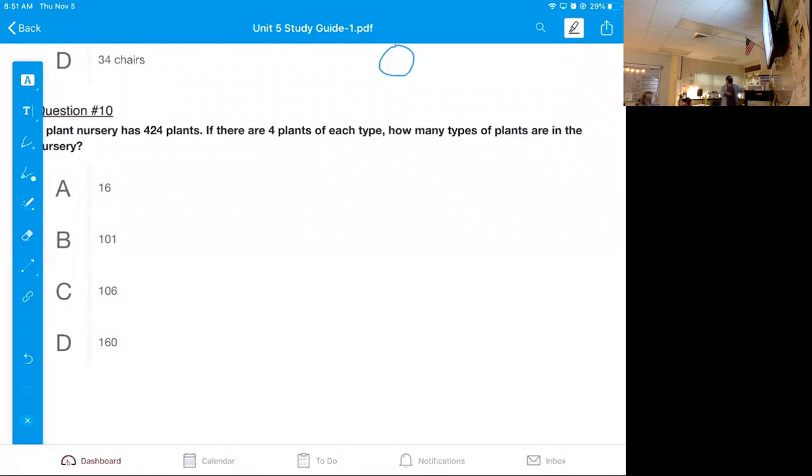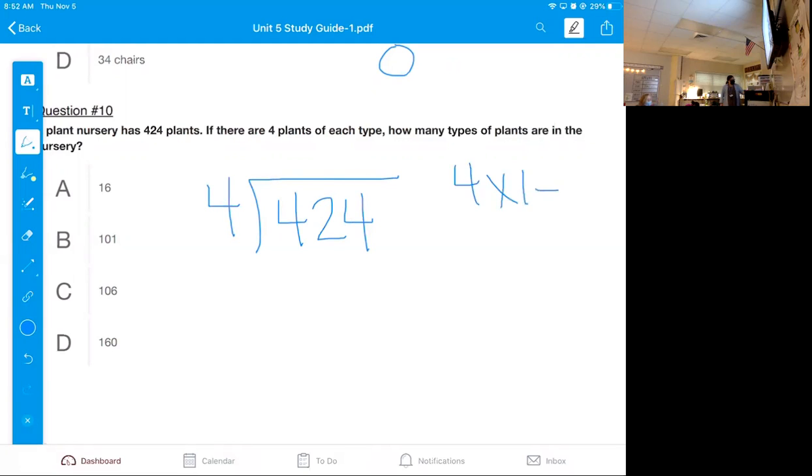All right, a plant nursery has 424 plants. So we're gonna write down 424. What are we dividing it by? 4. All right, so if I don't know my 4s facts, then I can write those out on the side. What's 4 times 1? 4. What's 4 times 2? 8. 4 times 3? 12. 4 times 4? 16. 4 times 5? 20.